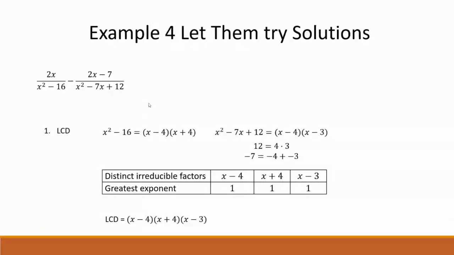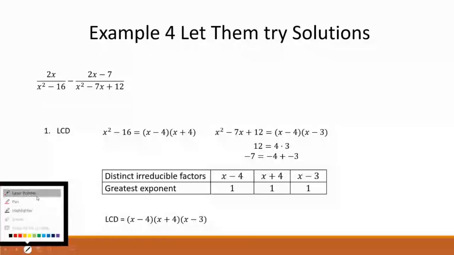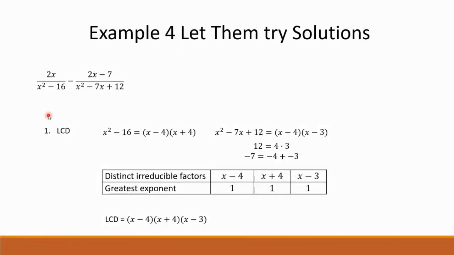So for this one, again, what we want to do is subtract them. So of course we have to get the LCD. Now for the first one, we can factor that, right? We've seen how to factor it. We have x minus 4 times x plus 4, as you can see. x squared minus 16 is this. When you factor it, it's a difference of two squares.